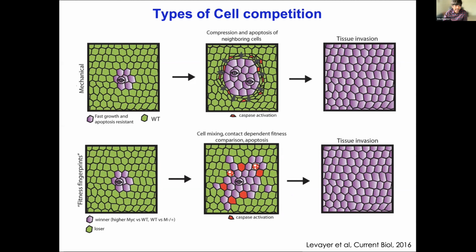So as the fast-growing cells expand, like they grow and divide rapidly, more rapidly than the green cells, they actually exert mechanical pressure on the green cells. So the green cells get compressed, right? So this compression creates a high density, okay? And because of that, the cells get extruded, okay? And so this is called mechanical competition.